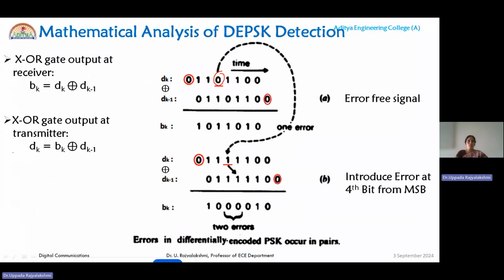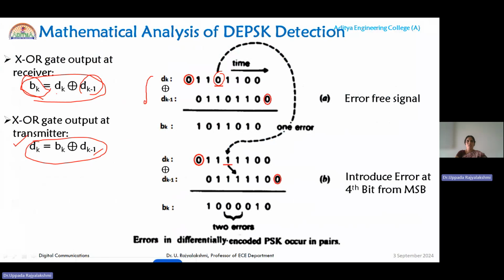Let us see. On the left side, you can see the transmitter principle. dk is equal to bk XOR dk minus 1. That is the differential encoded data, the output of the differential encoder at the transmitter. dk is equal to bk, the binary data, that is the upcoming message, XOR the past differential encoded data. And at the receiver we are using a differential decoder, where the demodulated output bk is equal to the differential encoded data XOR with the 1-bit right shifted differential encoded data.